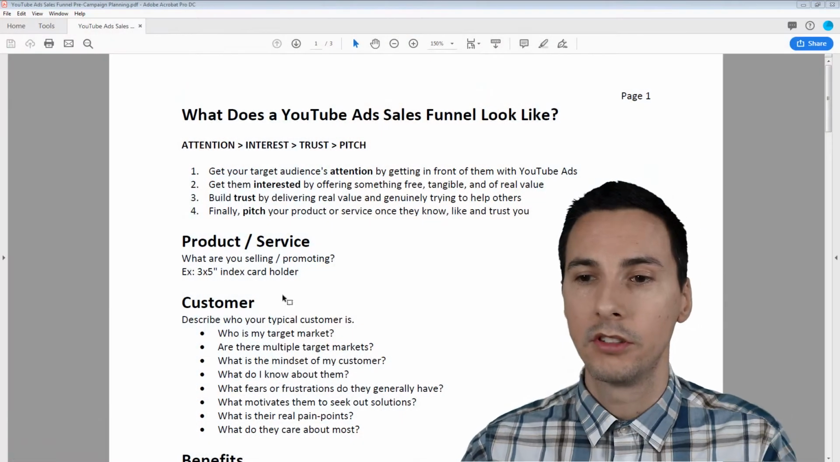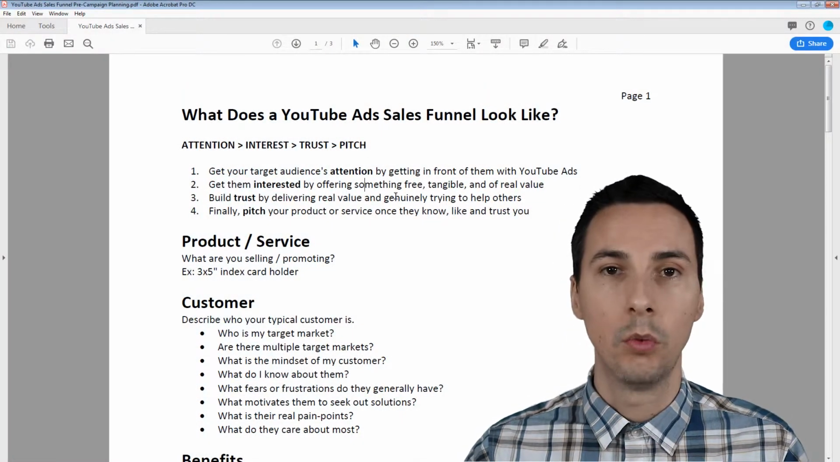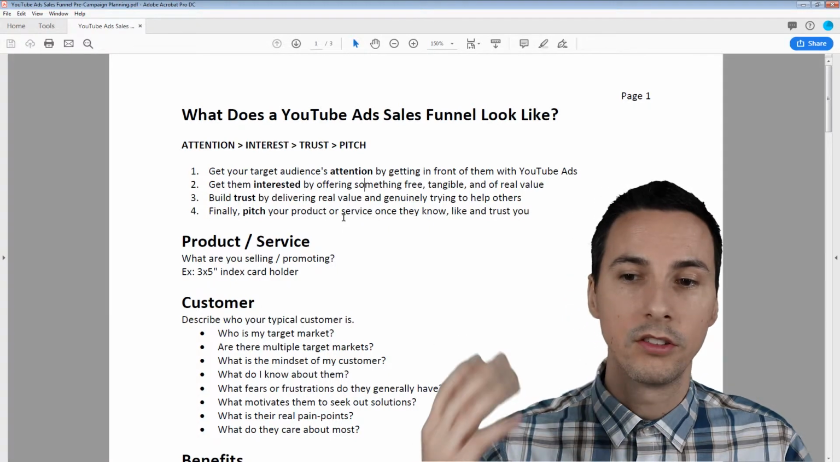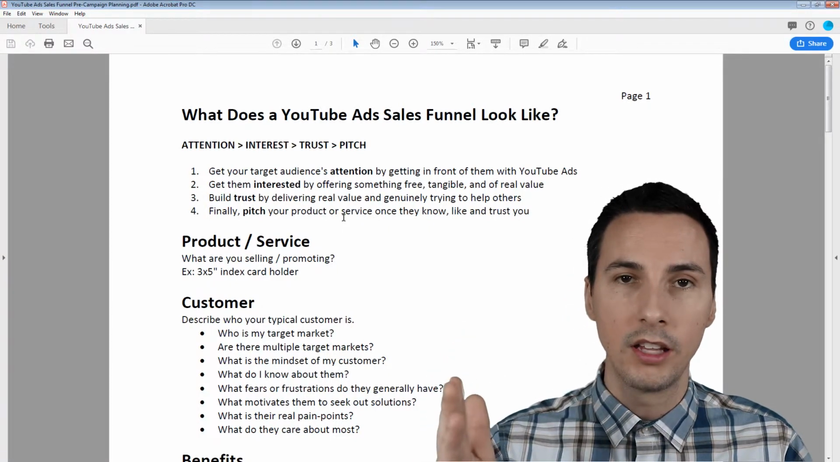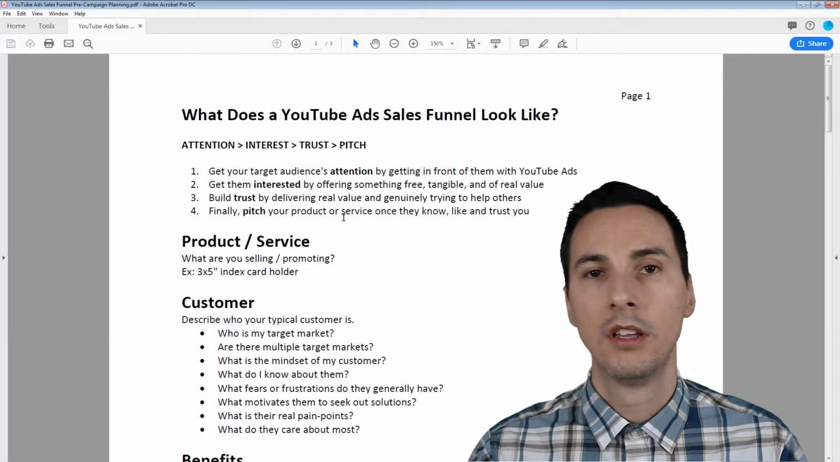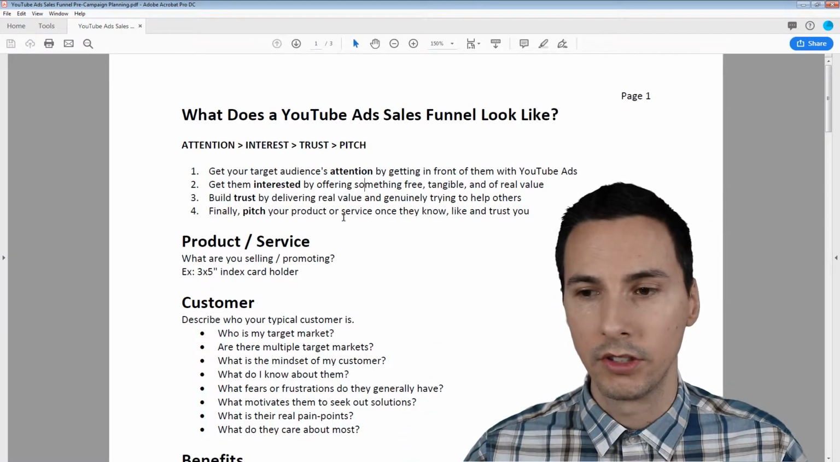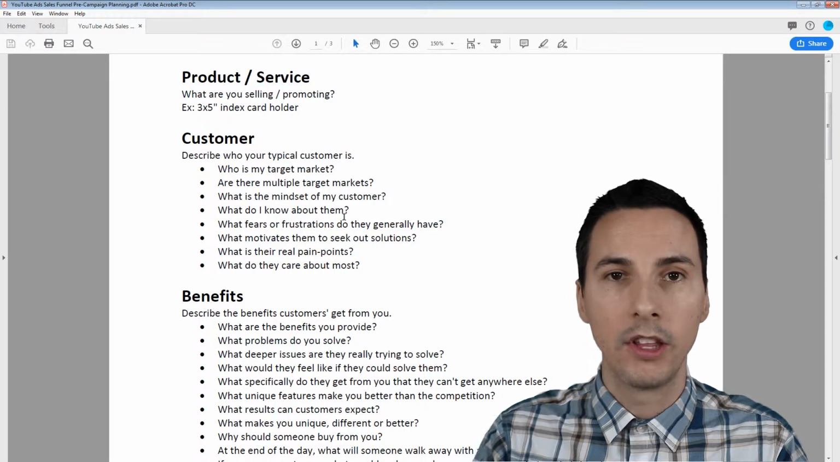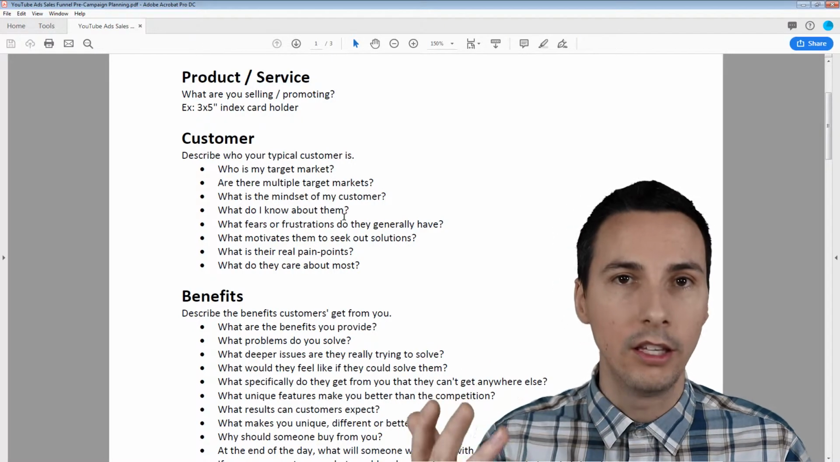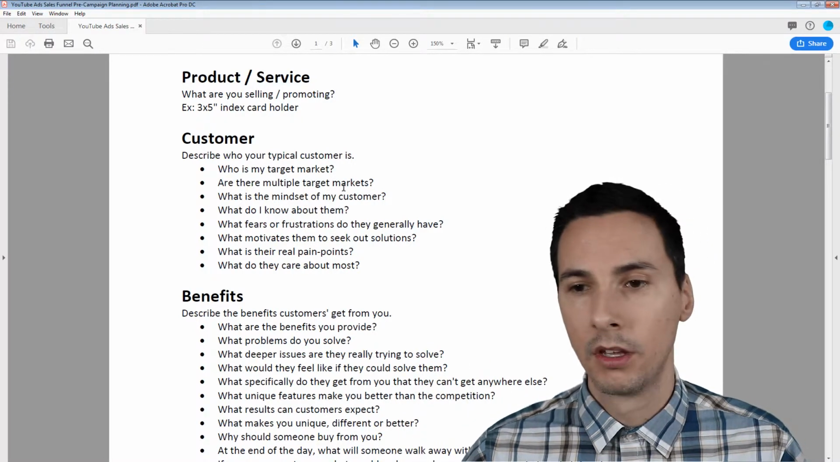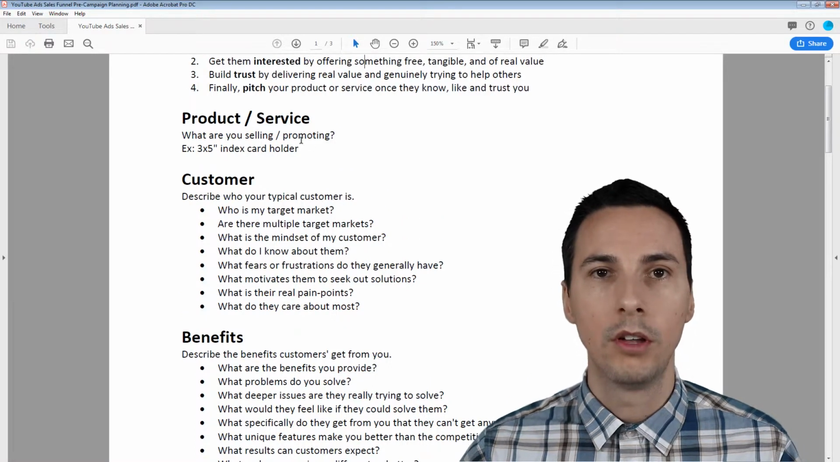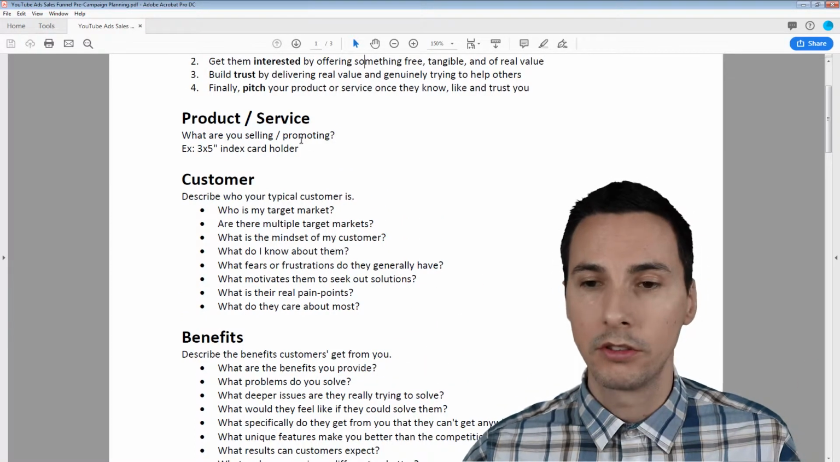So we start out with a sales funnel just by learning about what it is. What we need to do is attract attention. We get their attention, we get them interested, and then we build trust with them, and then we pitch them with our product or service. And that happens after they already know you, like you, and trust you. So this document is going to help you plan your sales funnel from start to finish.